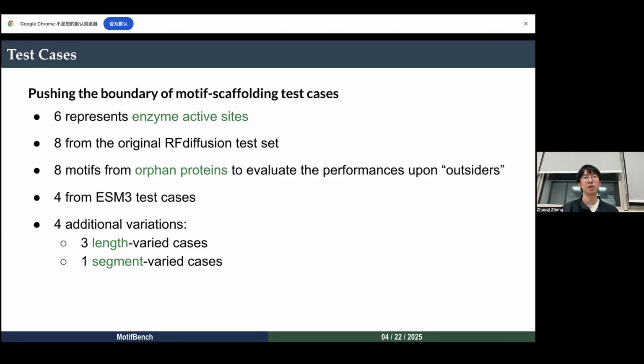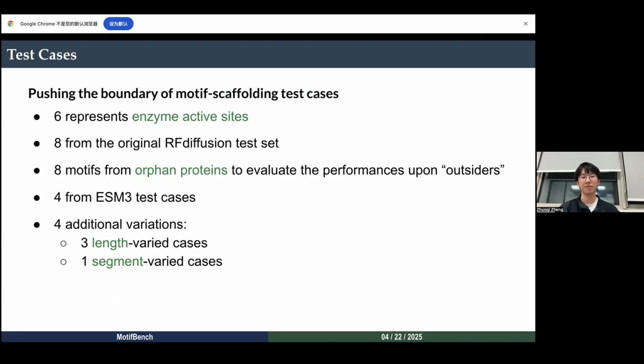And in practice, we often want to have different usages of the scaffolds. In some scenarios, we might want the scaffold to be as small as possible, and in others to be larger. So here we want to set 3 length-varied cases that have 2 different overall scaffold lengths with the same motifs, to test whether these methods have the capability to generate longer or shorter motifs, or shorter overall scaffolds, or how they behave differently from each other.